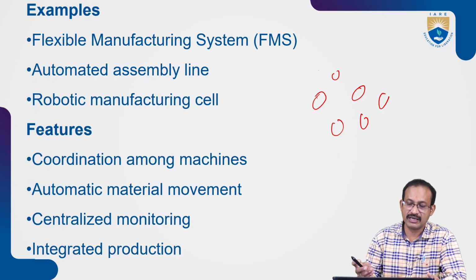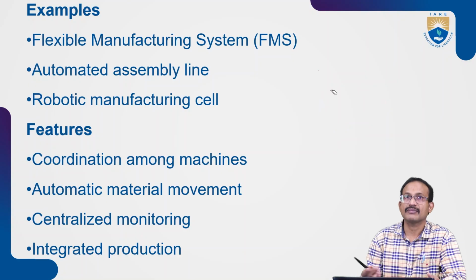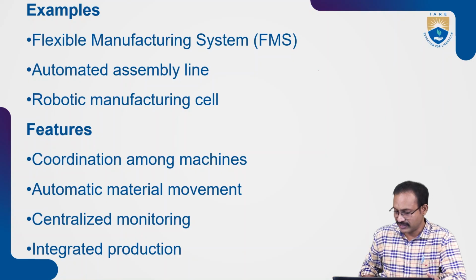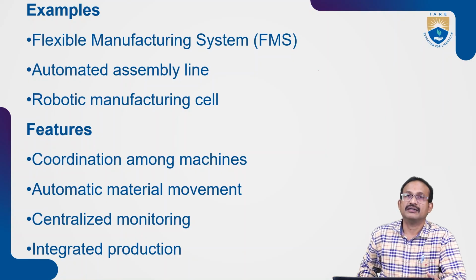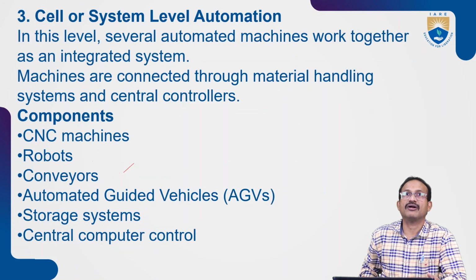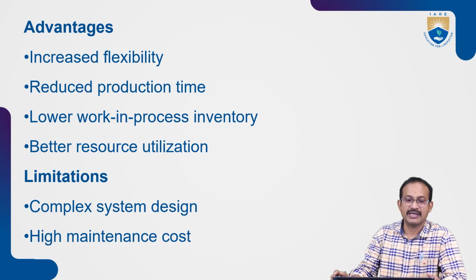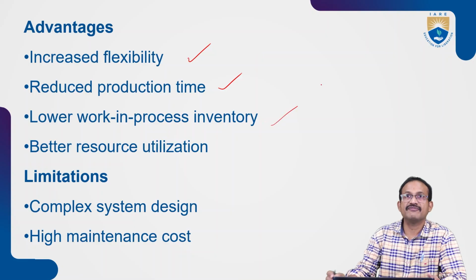Automatic material movement. And the third one, centralized monitoring and integrated production. These are the important features in flexible manufacturing systems, or cell or system level automation. Next, advantages of cell or system level automation: increased flexibility, reduced production time, lower work in process inventory, better resource utilization. So these are the advantages.